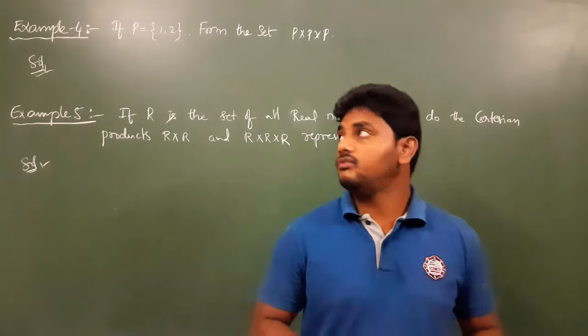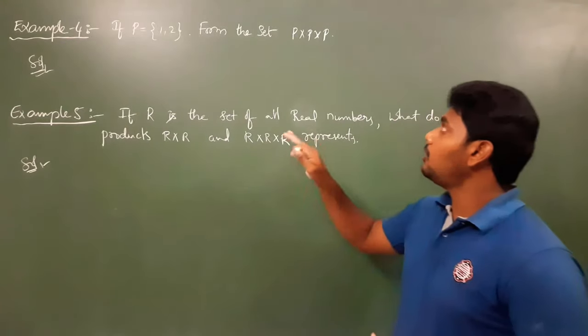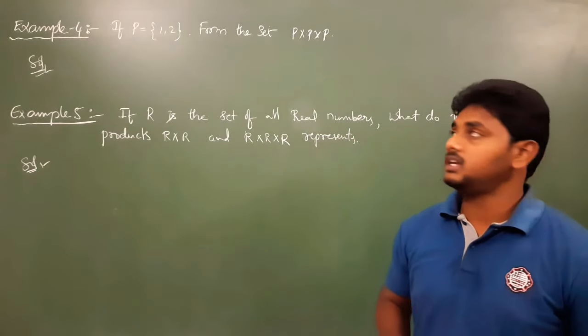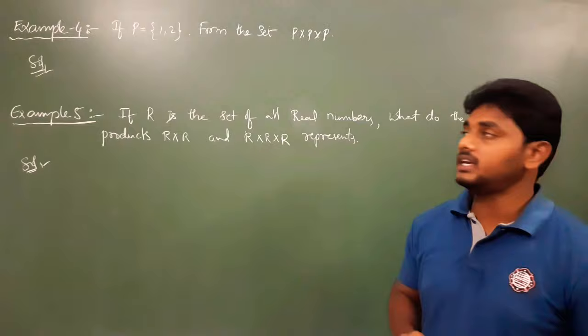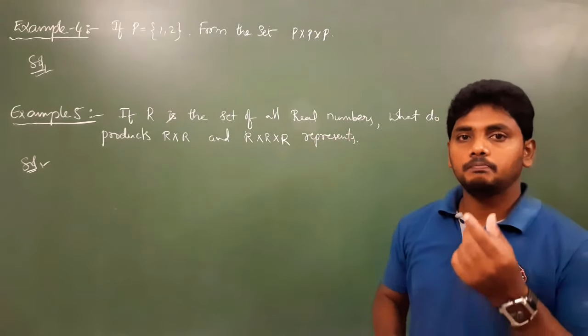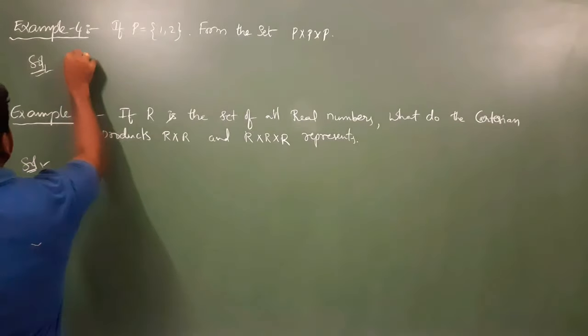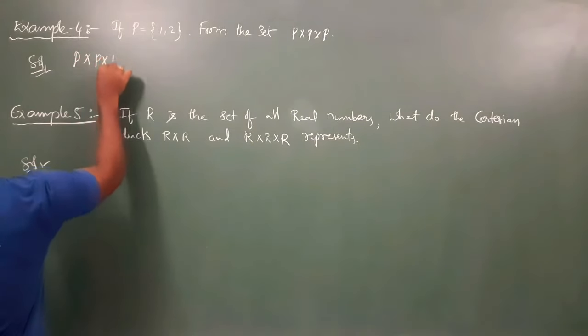Next, example number 4. If P is equal to 1, 2, form the set P cross P cross P. Nothing but there we will get ordered pairs or triplets. Ordered triplets we will get. That we need to find: P cross P cross P.